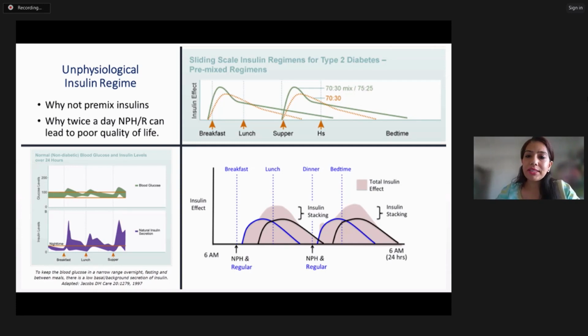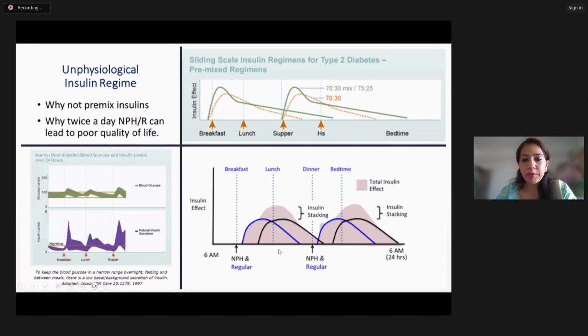Say, for example, if it's a 70-30 premix insulin, 30% of it is acting immediately and lasting in the body for 3 to 4 hours, and 70% is having a prolonged effect which will last for 8 to 12 hours. When we are giving these insulins twice a day, I would like you to focus on the lower figure here. You can see there is some amount of stacking of insulin going on around lunchtime.